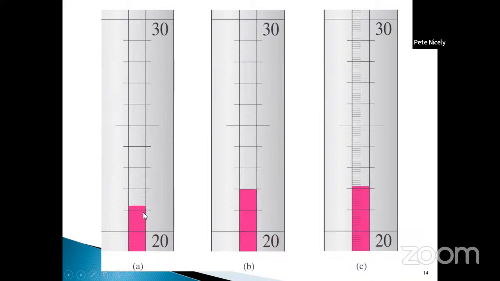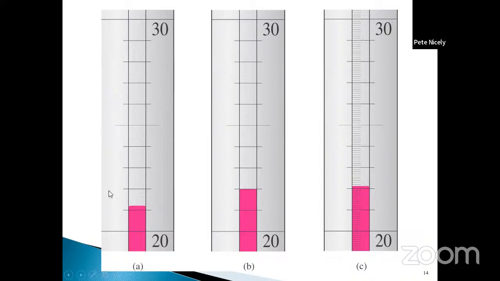So one could say 21.2, another person could say 21.1, and they're both just as correct because even though we're certain about the 21 part of the number, we're not certain about the digit that comes after the decimal point.